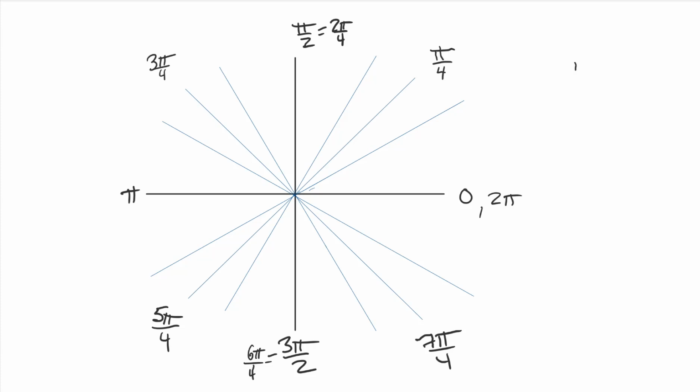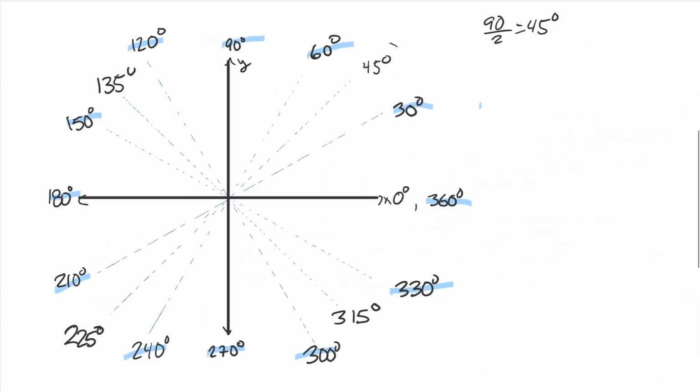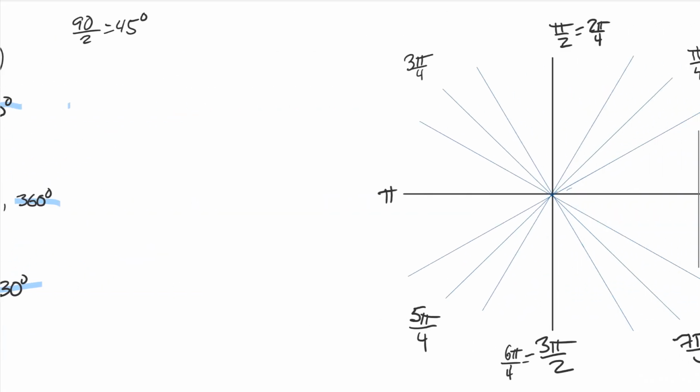So these are all broken up in pi over 4 radians. So that's why we broke everything into 45s, just like we did back here. We broke all of this right at the beginning into our 45s, except we're calling it pi over 4 now.